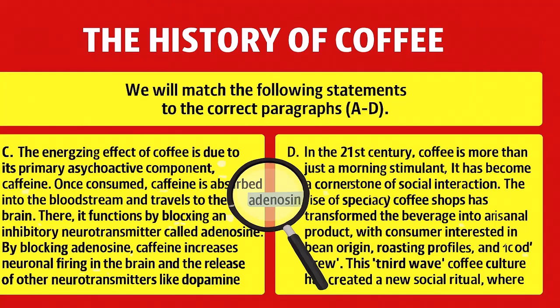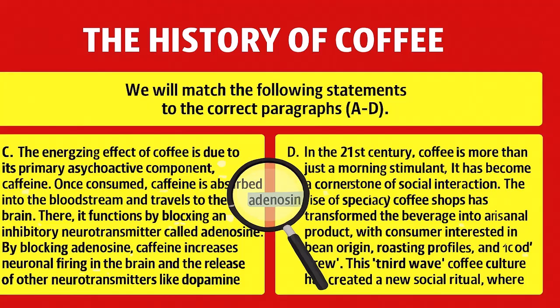I continue scanning to paragraph C. I'm still looking for brain. I see energizing effect, caffeine, bloodstream, and bingo, there it is, the word brain. Now I stop scanning and do step 3, read around and confirm. The sentence says caffeine travels to the brain. The next sentence says it works by blocking an inhibitory neurotransmitter called adenosine. Is this a reference to the way the brain is affected? Absolutely. It is a very scientific and specific description. The information matches perfectly. So, the answer to Statement 1 is paragraph C.